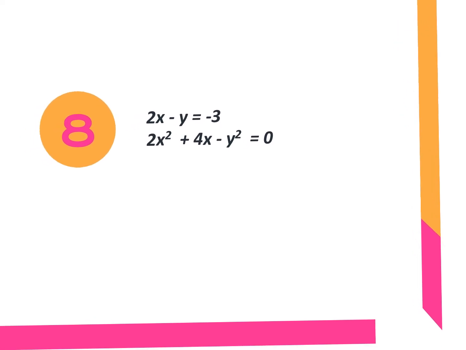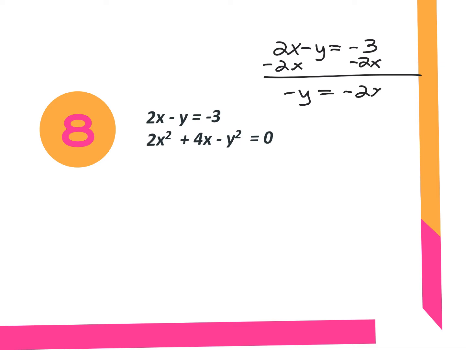So I'm going to take 2x minus y equals negative 3. I'm going to subtract 2x. Negative y equals negative 2x minus 3. Divide everything by negative 1. And y equals 2x plus 3. This is what I'm going to substitute in here for this y.